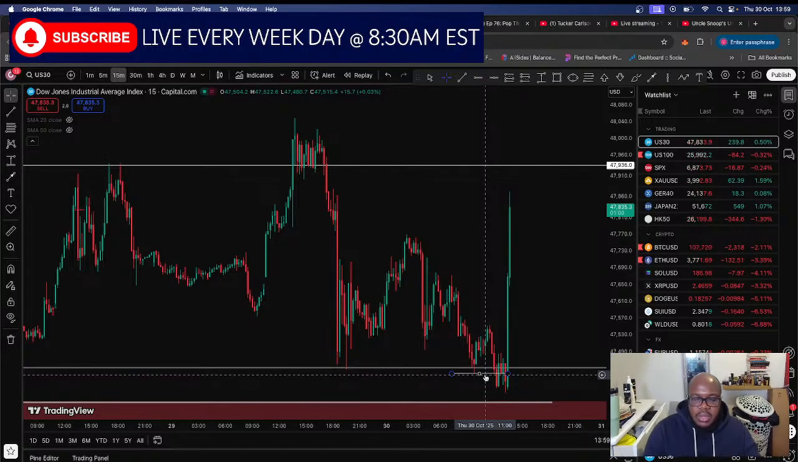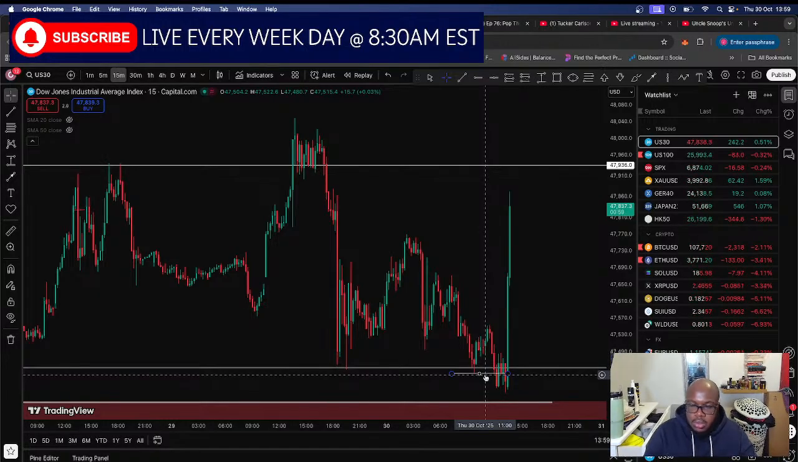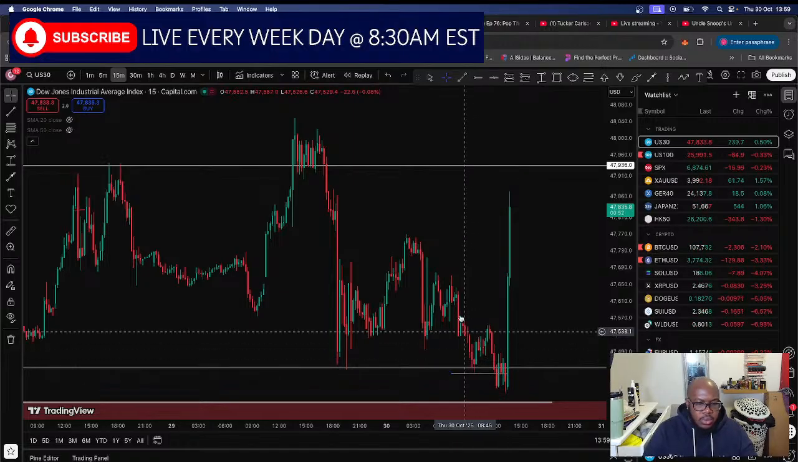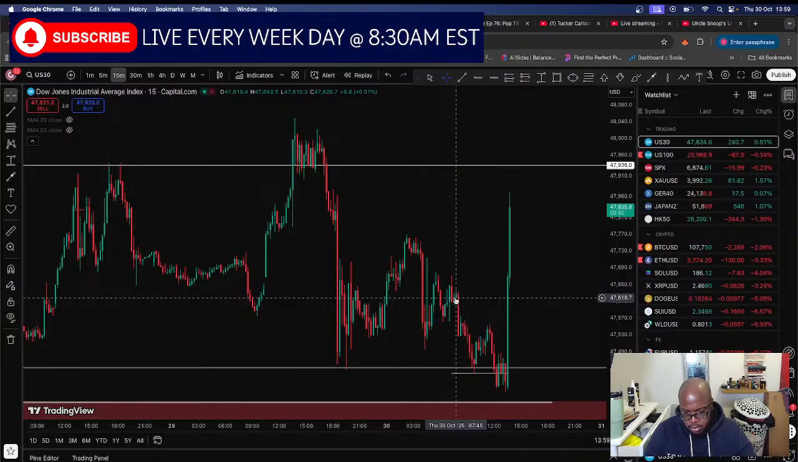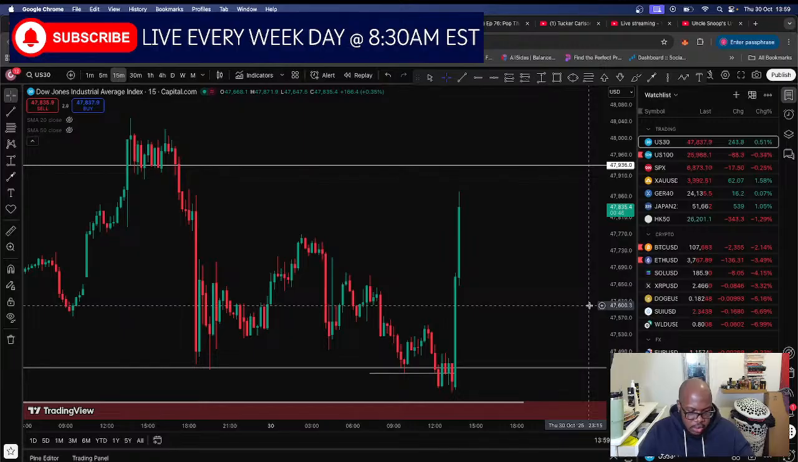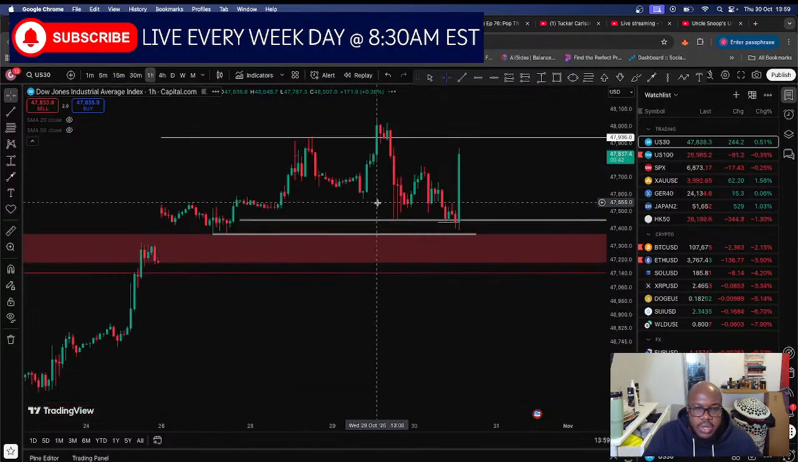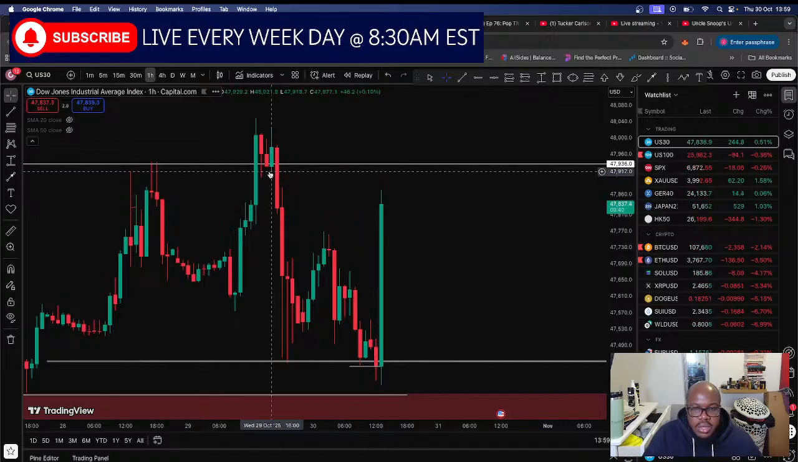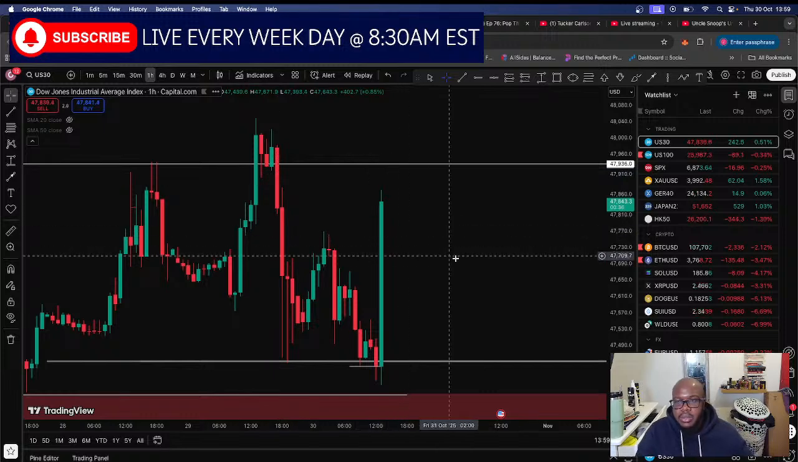So I'm gonna get into a position. On the close of the candle. Let me see if we've got any areas to prevent us from going higher, and we do, but that's about 100 pips away.